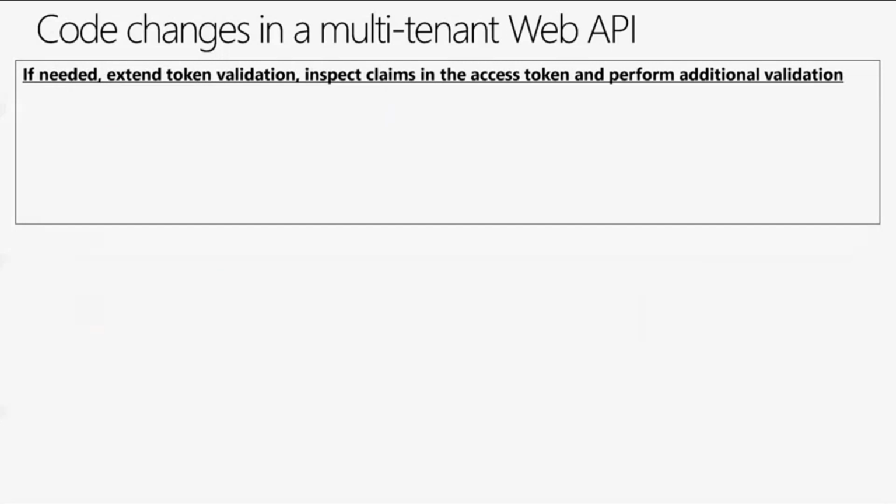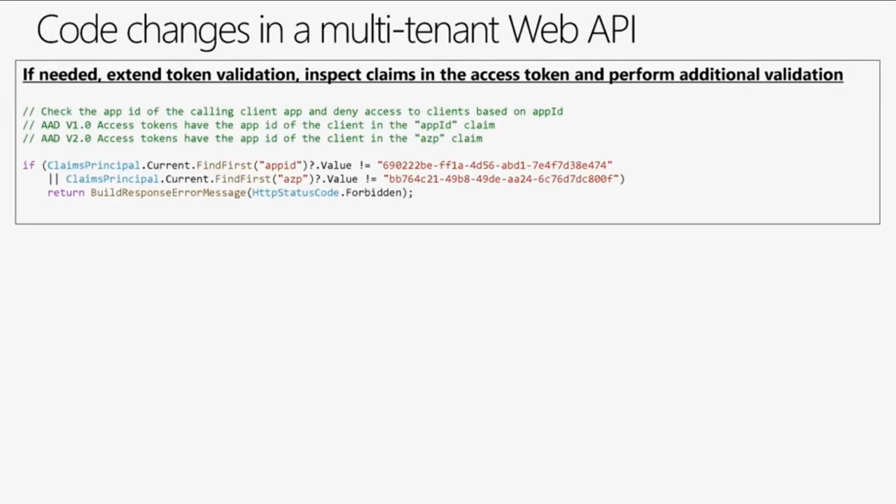You can also further extend the token validation in a web API. For example, one of the most common scenarios that we see is that you don't want to restrict callers by tenant ID alone. You sometimes want to restrict callers by app ID. So you just want a certain number of client applications to be able to call your web API.